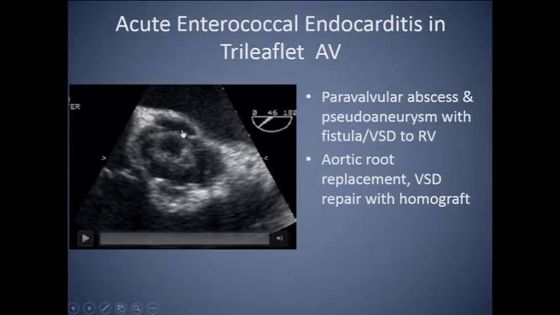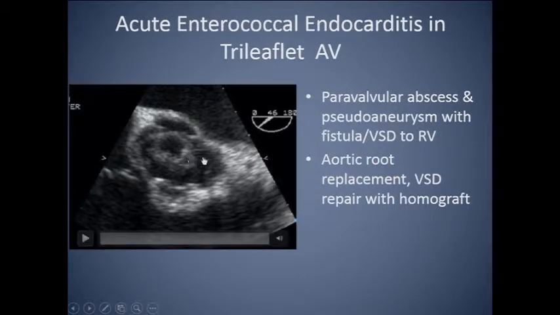Even on this TEE, on this one last image, here's this fluid collection that's interposed between her left atrium and her aortic root. It wraps around the aortic root. You could actually see her vegetation better on this than on anything else. So she indeed had a paravalvular abscess and a pseudoaneurysm.